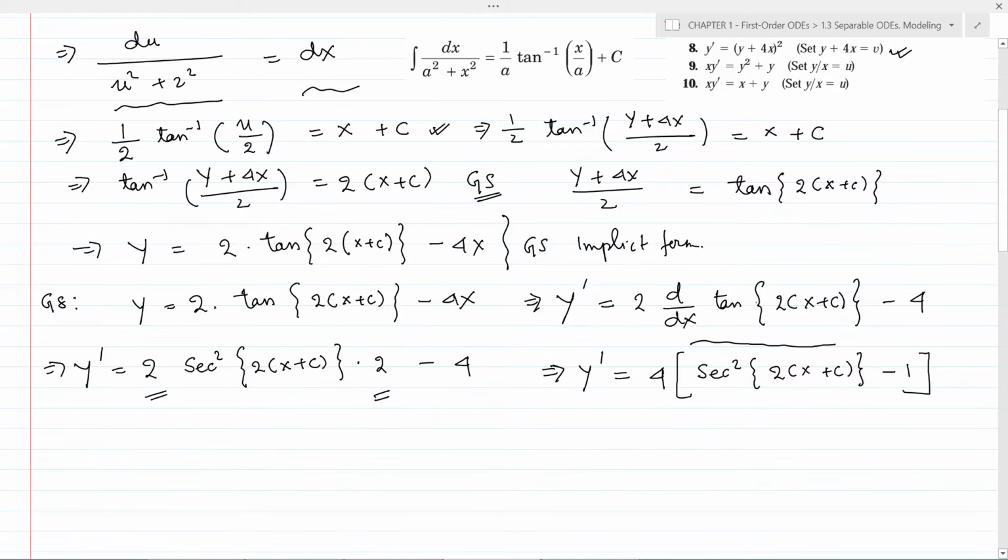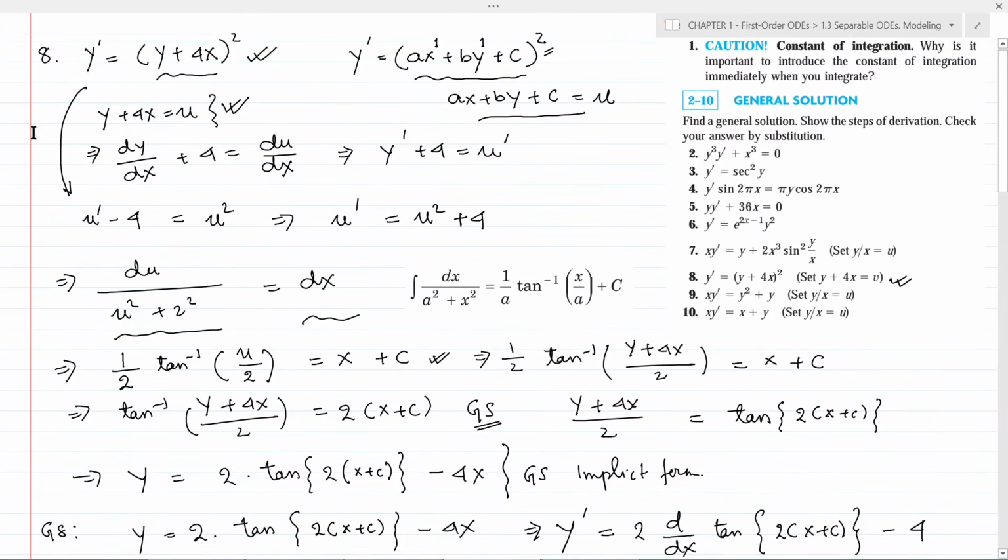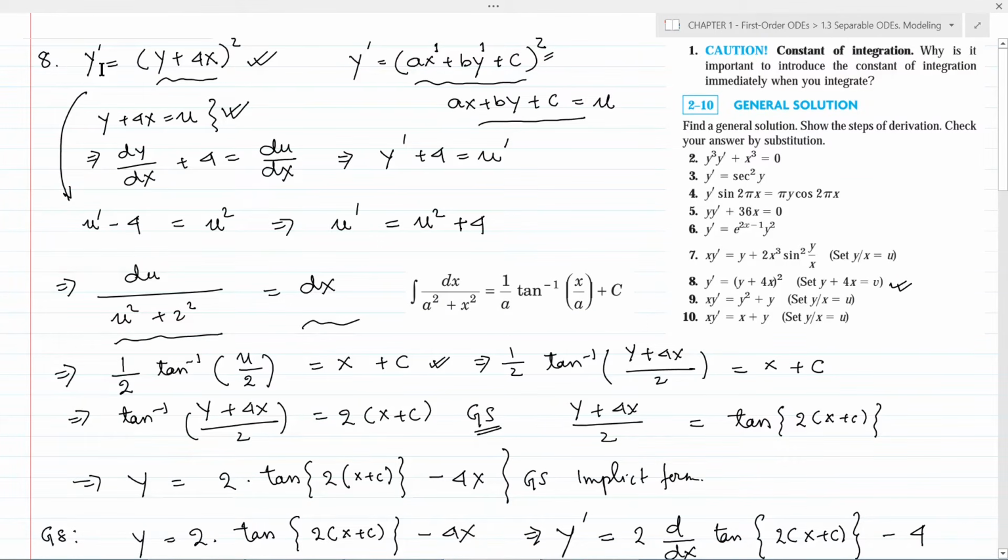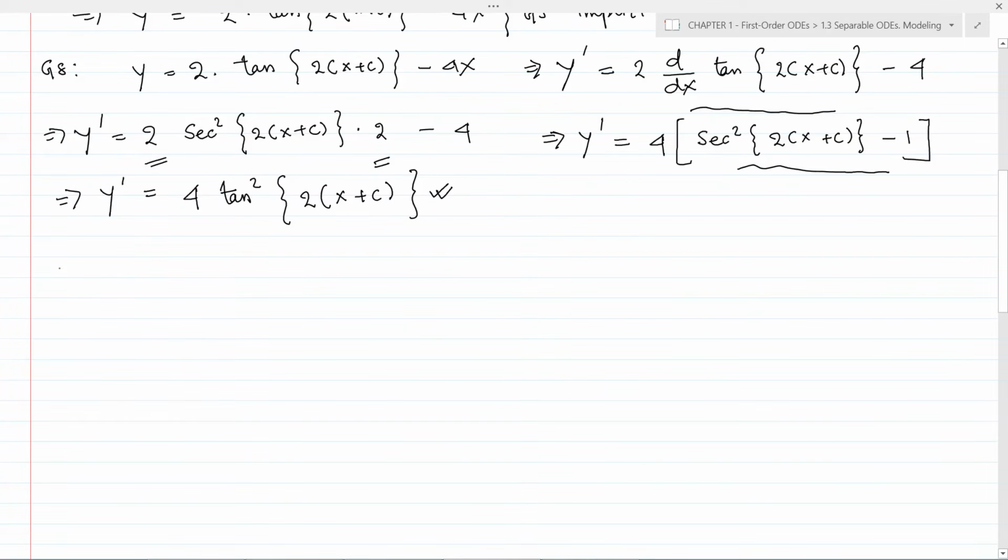Now from trigonometry we know that sec square x minus 1 is tan square x. So we can write this as y dash is equal to 4 tan square of 2 whole into x plus c. Now this is the left hand side of the differential equation. We have calculated y dash. Now we have to calculate the right hand side term and show that it is same as the left hand side term.